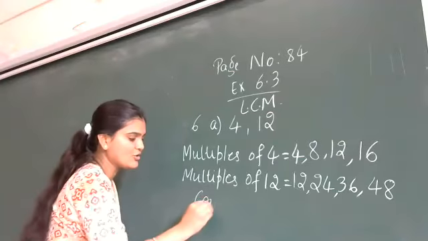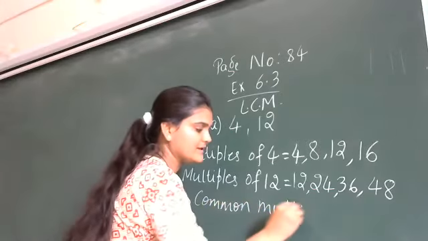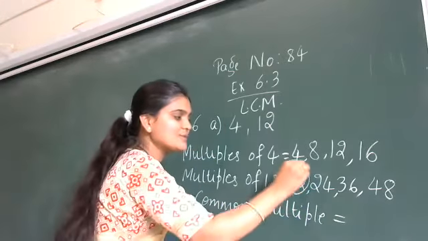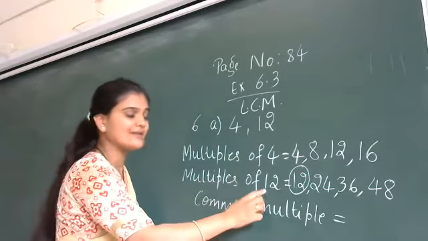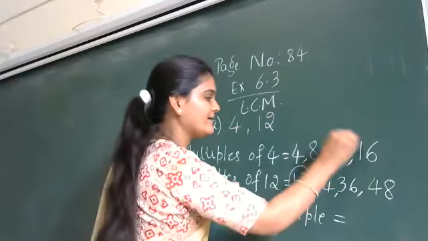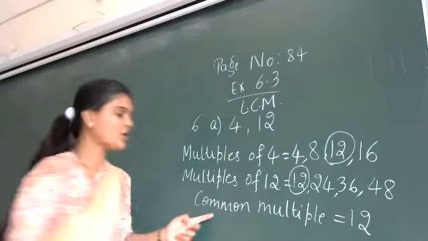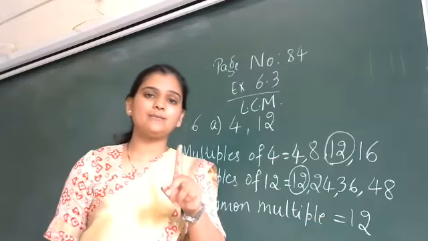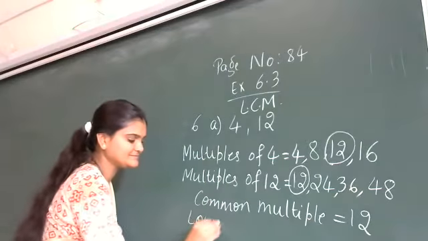Yes, we will write now common multiples. It is 12. Common multiple is equal to, see here, it should be present in both the multiples. Multiple of 4, multiples of 12, it should be present. We have 12 and 12. Okay? Yes, it is only one number. So we will write now, common multiple is equal to 12. When there is only one common multiple, then what will be the lowest common multiple, children?